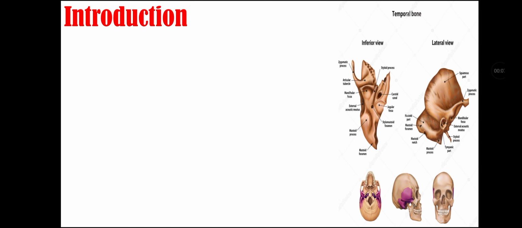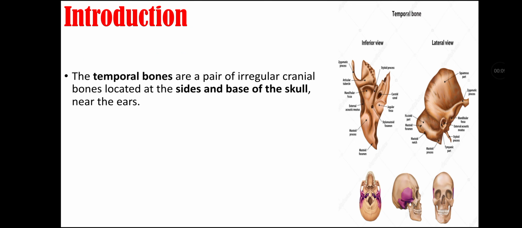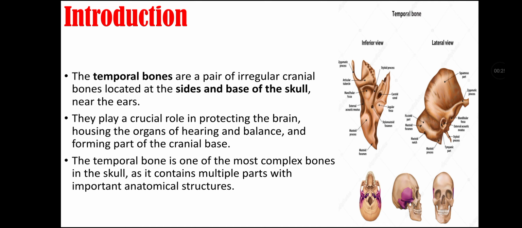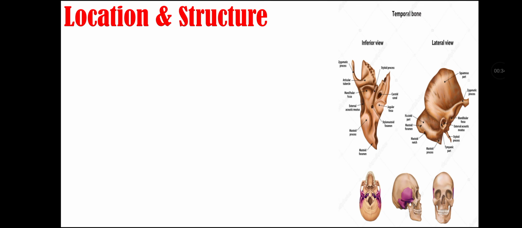So let's start our topic with introduction. Temporal bones are a pair of irregular cranial bones that are located at the sides and base of the skull near the ears. They play a crucial role in protecting the brain, housing the organs of hearing and balance, and forming part of the cranial base. The temporal bone is one of the most complex bones in the skull as it contains multiple parts with important anatomical structures.